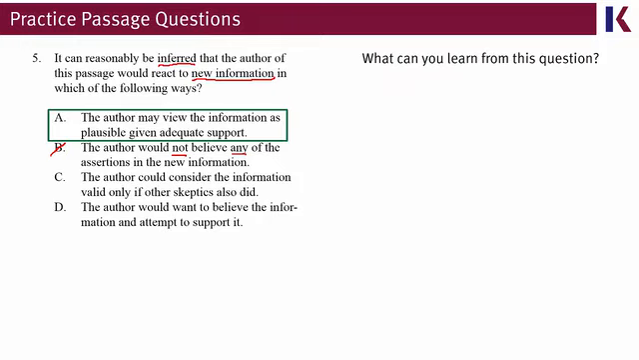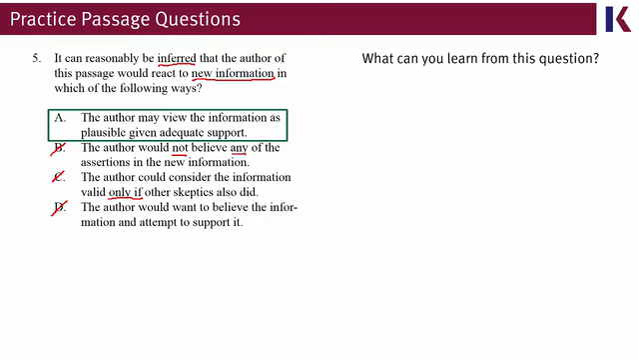Similarly, for letter C, the author could consider this information valid only if other skeptics also did. That's also pretty extreme. And finally, letter D, the author would want to believe the information and attempt to support it. Again, this is too extreme. That's not what skeptics do, so letter D is out.